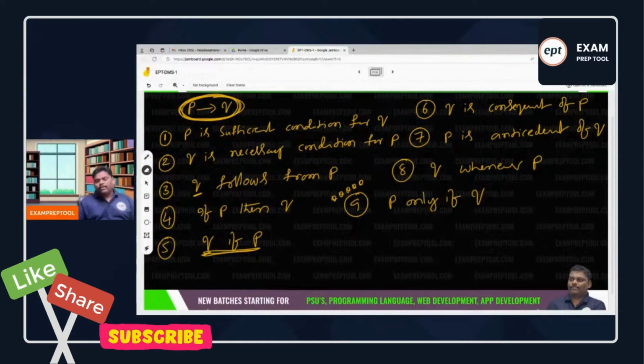And one more, if P then Q. Q if P. Q is the consequent, meaning result. Q is the consequent of P. Reverse of that, P is the antecedent of Q. Answer is Q whenever P. The ninth one and fifth one look like reverses. I will explain.